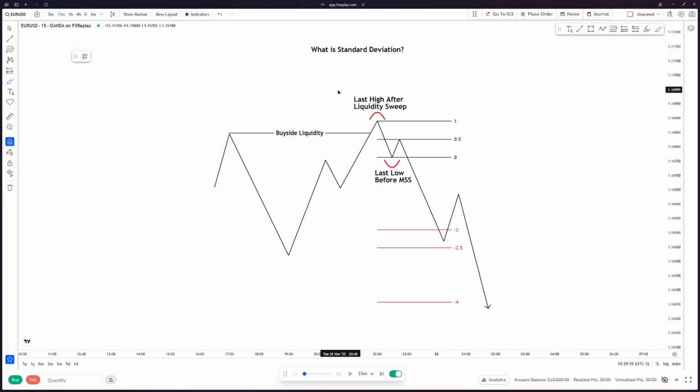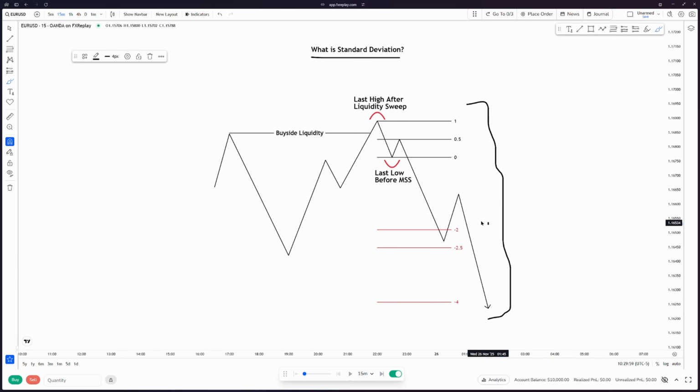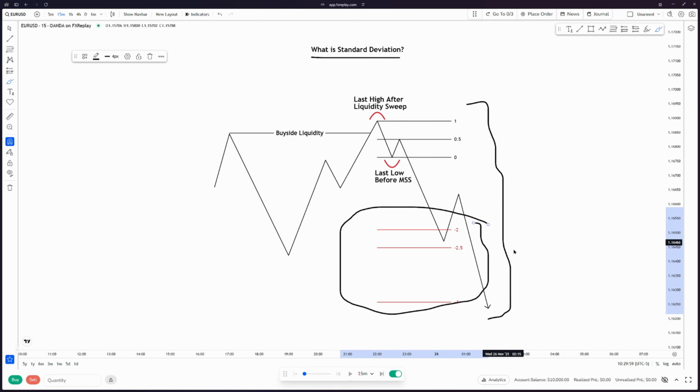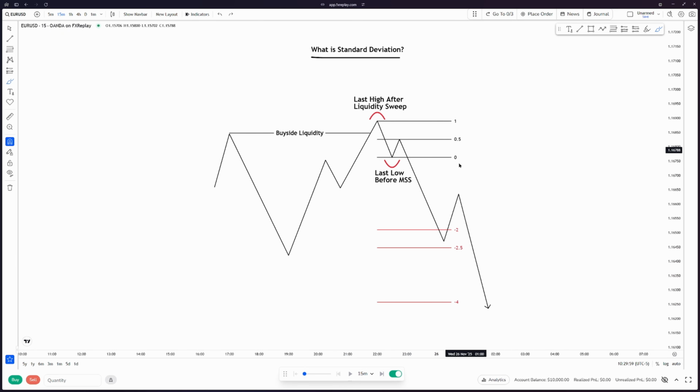In this part, we are going to learn what standard deviation is and the right way to use it. Standard deviation is just a tool that gives you projections for price to run up to those projection levels. To correctly use this tool, look at this example. We had a buy-side liquidity sweep, which means price should go lower. As soon as we get a market structure shift to the downside, we can use this tool.